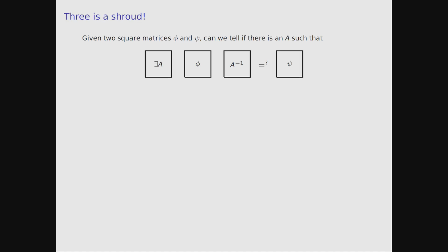But let's begin by staring at something very familiar. If I were to give you two square matrices, phi and psi, and ask you if there is another matrix A that takes one to the other by transposition, can you tell me the answer? Yes, because this is the familiar notion of similarity up to basis change, and we can answer immediately. You take phi, compute its Frobenius normal form, or, if it's over the complex numbers, Jordan canonical form, and do the same for psi. If they are the same, the answer is yes, otherwise no. So it's rather simple.